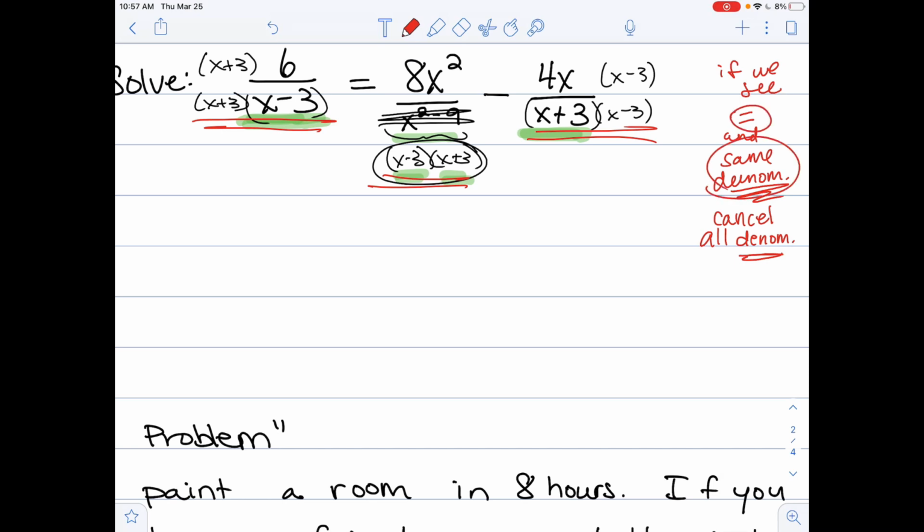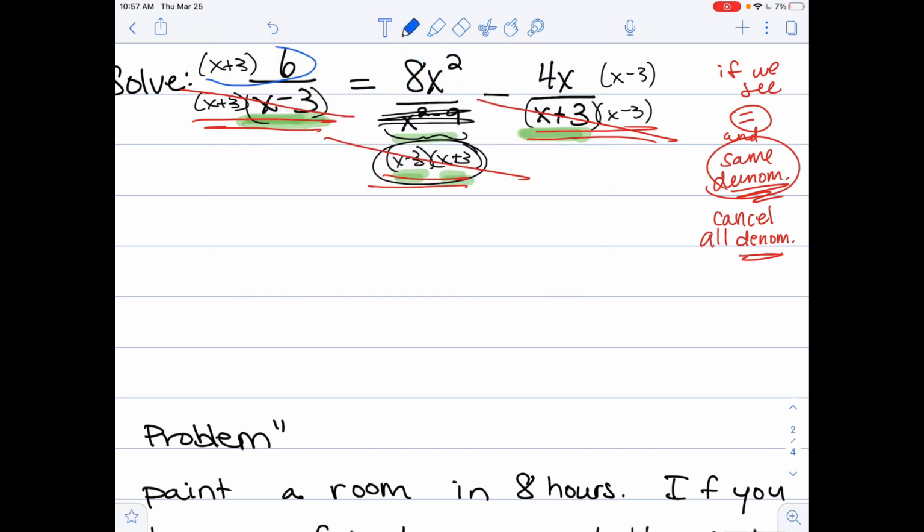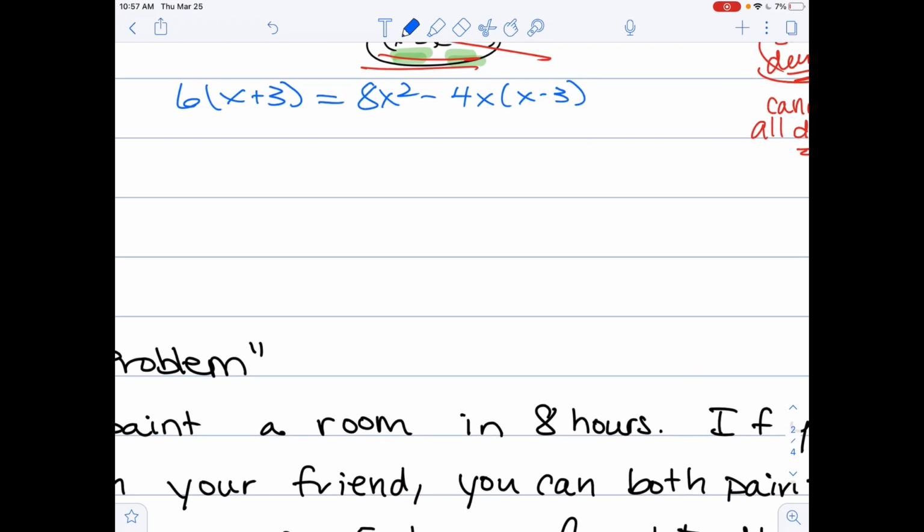So I'm going to come in here, Fruit Ninja style, and we're going to cancel every single denominator, which makes it so nice now. Because now we're just working with 6 times x plus 3 equals 8x squared minus 4x times x minus 3. So we're not even dealing with rational equations anymore.